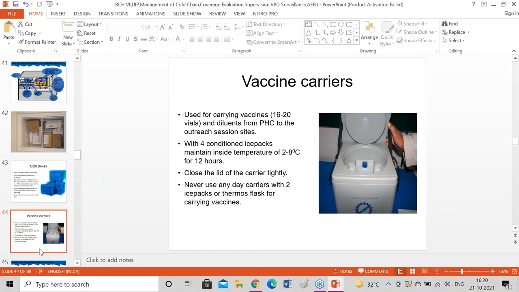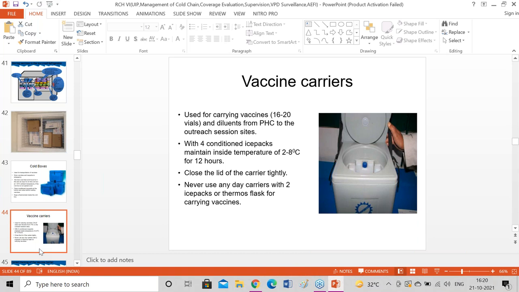Then we have a smaller equipment known as the vaccine carrier. It is used for carrying vaccines. Around 16 to 20 vials we can carry, vials as well as their diluents, from PHC to the outreach session sites. Now we have 4 conditioned ice packs.